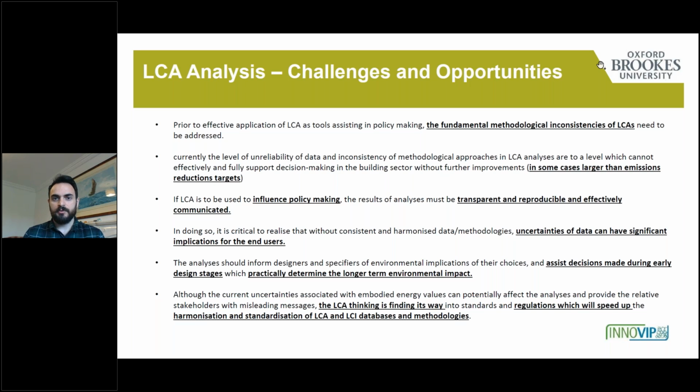There are a number of things that we need to address. We need to make sure that the fundamental methodological inconsistencies are addressed. We need to make sure that what we produce to inform policymaking is transparent and reproducible. We need to be aware of the uncertainties associated with data, and undertake studies and activities that can reduce the amount of uncertainty and reduce the implications of the data uncertainty for different end users.